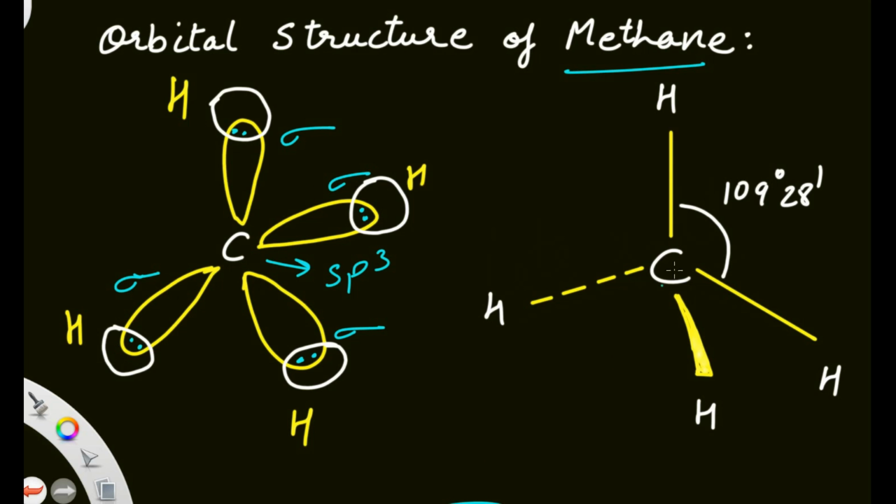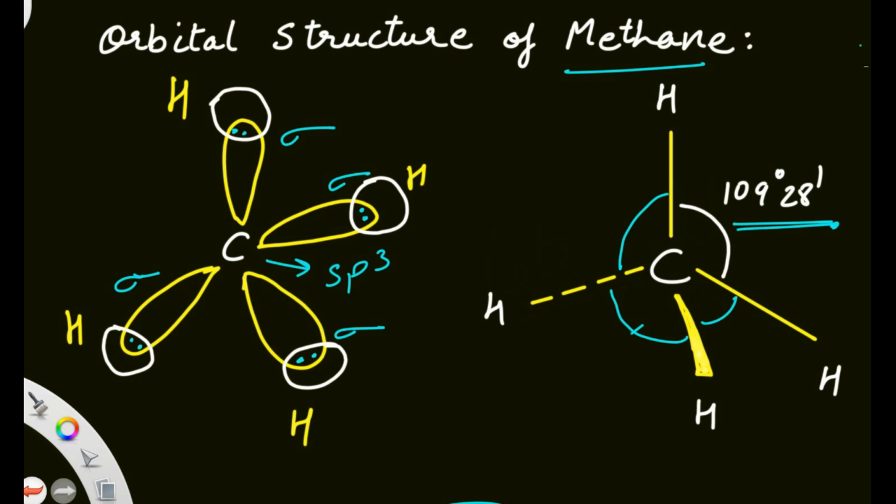Now remember, the structure is tetrahedral and the angle is 109 degrees and 28 minutes. Now all the angles, you can take any two bonds. This angle is also 109, this angle is also 109, this angle is also 109 degrees 28 minutes. This is the use of hybridization, right? Due to hybridization, all the angles are equal in case of methane.